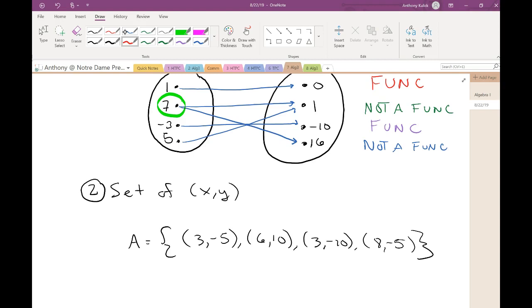So is this a function? No is the correct answer. Why not? Go ahead, sir. Very good. So we have the domain of 3 that is going to 2 different ranges. The 3 is going to negative 5, and it's going to negative 10.